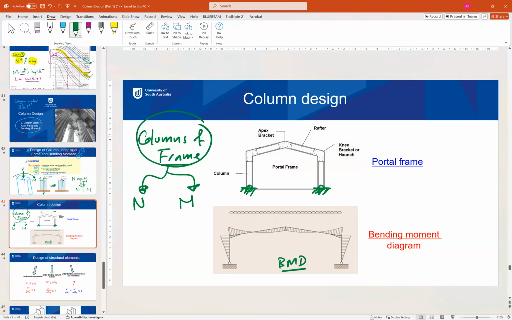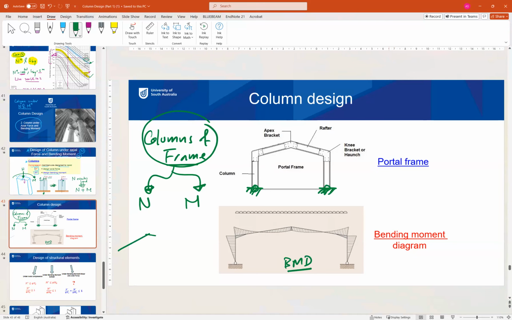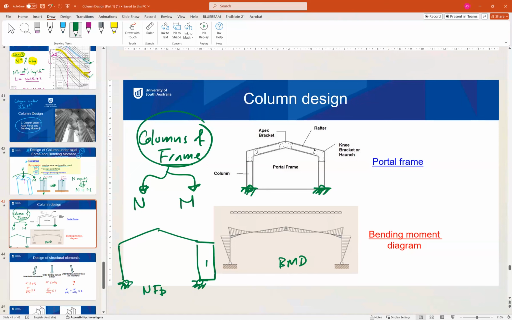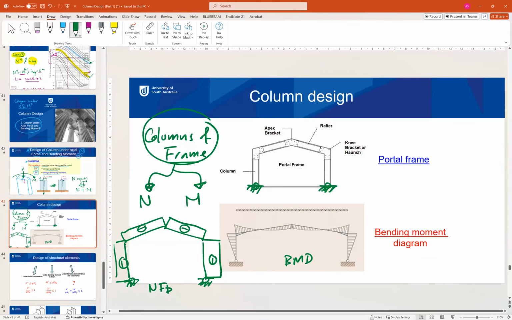This is the bending moment diagram. We don't need to go through this. And also we will have an axial load diagram, something like this. So if we look at one column, this column, if you cut anywhere in this column at the top here, this column is under moment M here and under normal force N here. So this column of the frame is under M and under N.